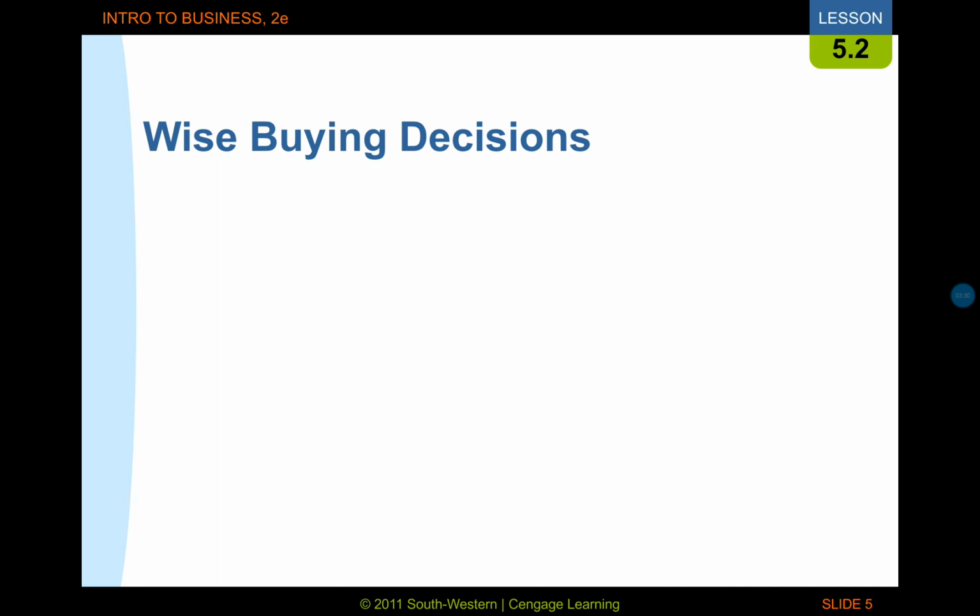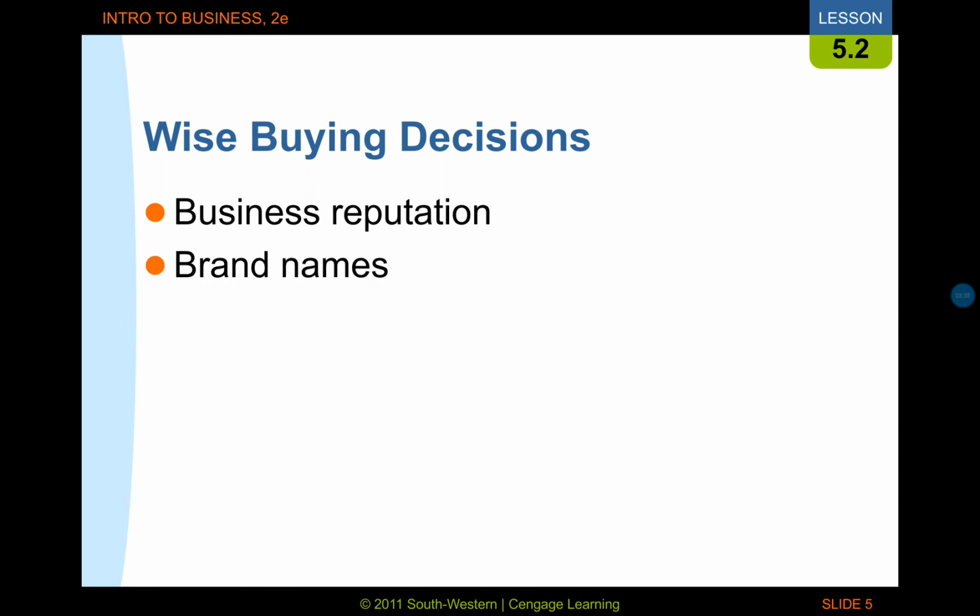And then wise buying decisions. When you are buying as a consumer, you need to consider the business's reputation. Consider brand names. Types of stores. Is it an online store only? Is it a retail store? Is it a wholesale store?